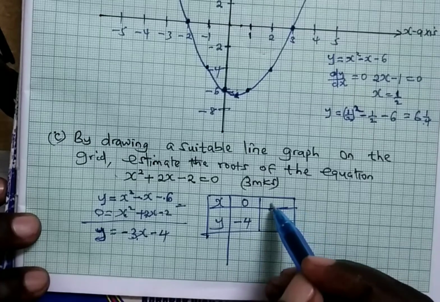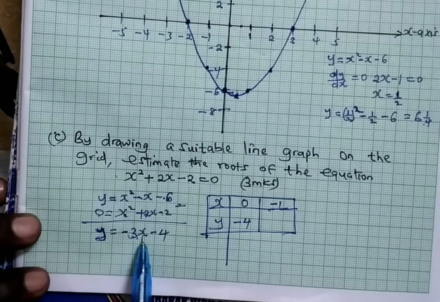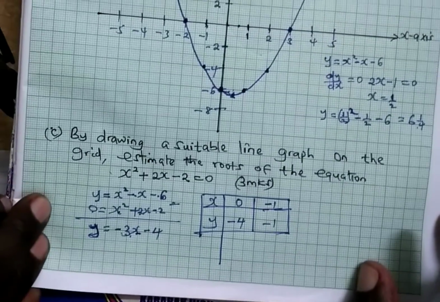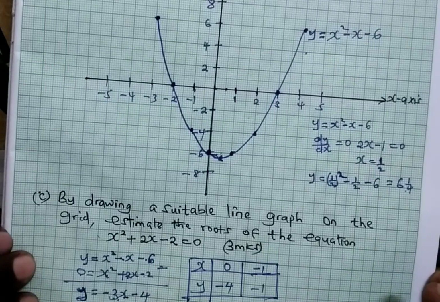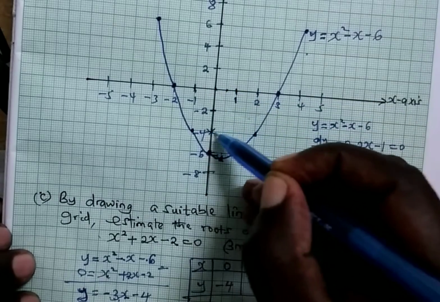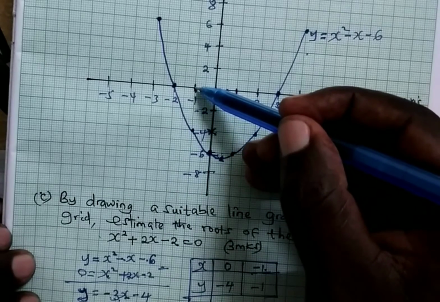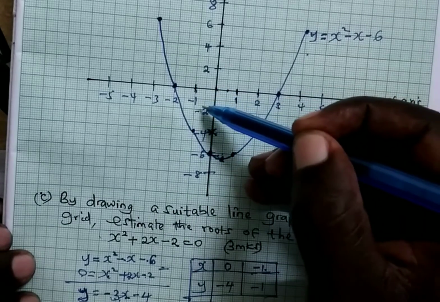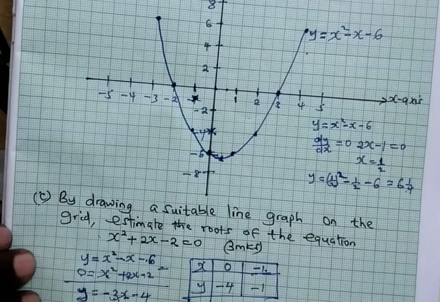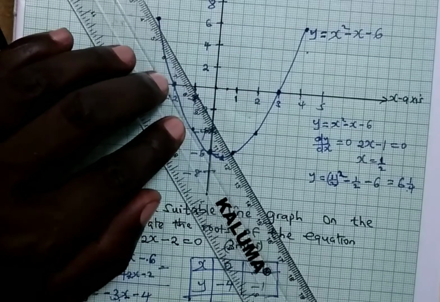Then if we assume the value of x, for example, to be negative 1, we are going to have negative 3 times negative 1, which is positive 3. Positive 3 minus 4, you get negative 1. Those 2 points are enough, and now we take them and represent them graphically. And when the value of x is 0 here, y is negative 4 at this particular point. And when the value of x is negative 1, y is also negative 1, which is at this particular point here. So once we have these 2 points, we can join them.